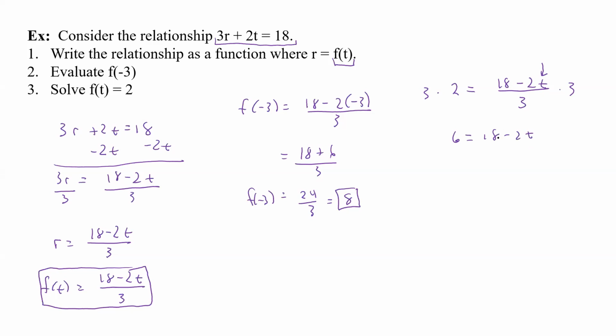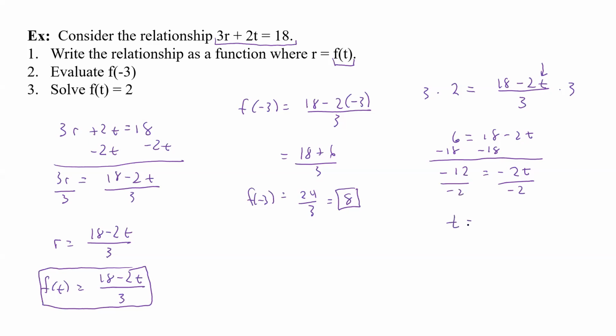Okay. Now we have basically a subtraction. So what I'm going to do is get rid of 18 here. And so I'm going to end up dividing by a negative 2, but that's okay. So negative 18 plus 6 is going to give me a negative 12, and that's equal to negative 2t. Now I solve for t, so I have to divide by a negative 2.